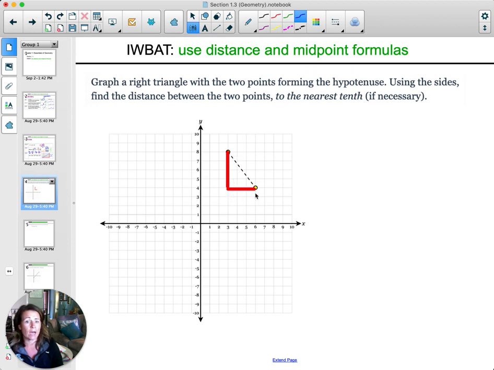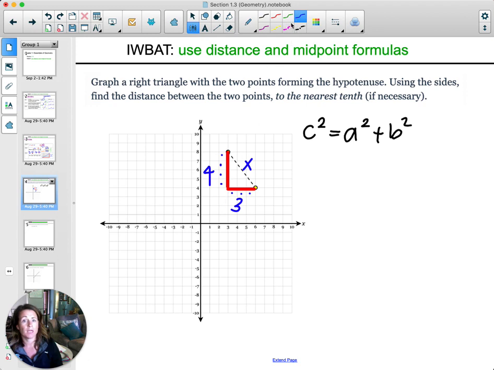Then just count, okay? So count how long this segment is. So it's 1, 2, 3 units long. And then you can count this one, 1, 2, 3, 4 units long. And then remember, we're finding the length of this dotted segment. So I'm just going to call it x. So we're going to go ahead and use the Pythagorean Theorem here. So c squared equals a squared plus b squared.